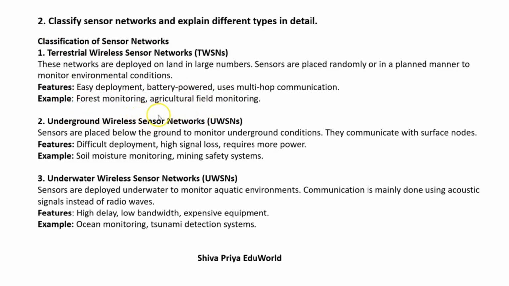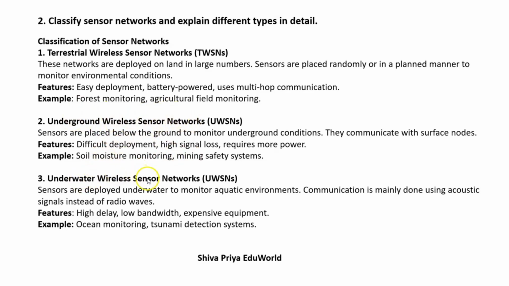Underground wireless sensor networks. Let us see. Sensors are placed below the ground to monitor the underground conditions. They communicate with the surface nodes. The features are difficult deployment because it is underground, and high signal loss. Signal loss might be the main problem here, and it requires more power as well. These are all the difficulties. For example, soil moisture monitoring and mining safety systems are the applications where we use underground wireless sensor networks.